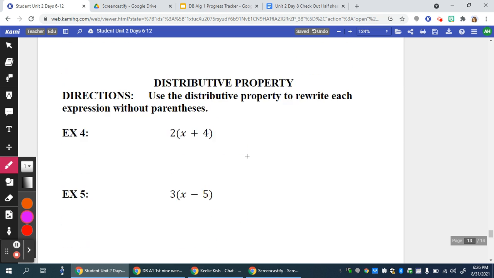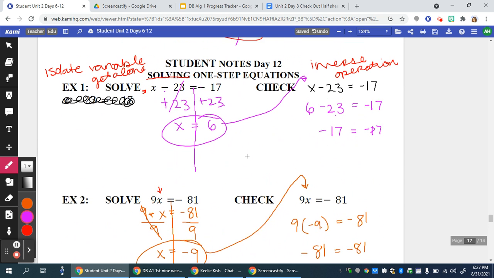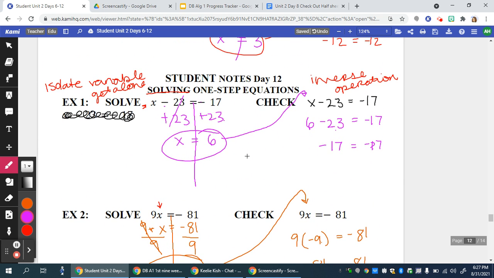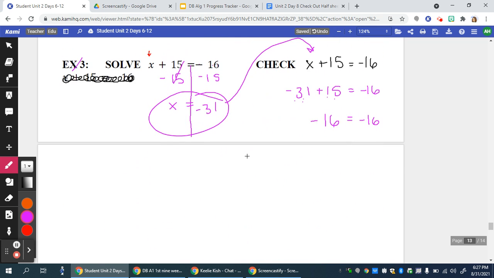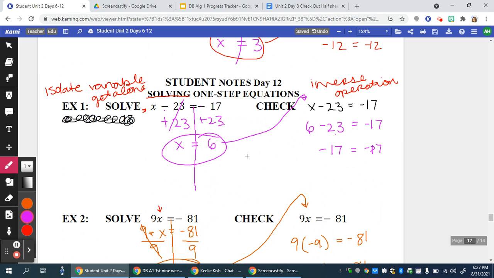Now that I look at it, I don't think we need to do review on distributive property. We already went through that. So instead, why don't you go ahead and do your activity for solving one-step equations and then your half sheet. Quick video today.